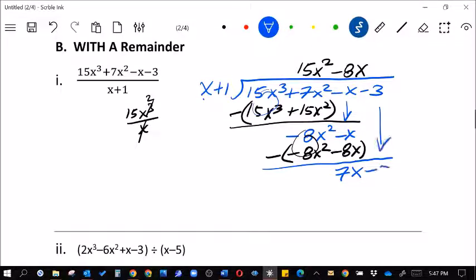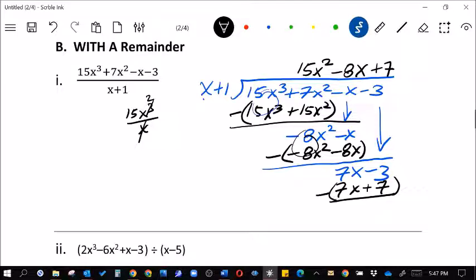And let's bring that down. To make x into 7x, we are going to multiply by 7. So up here we have to put the 7 here. 7 times x gives us 7x. 7 times 1 gives us 7.